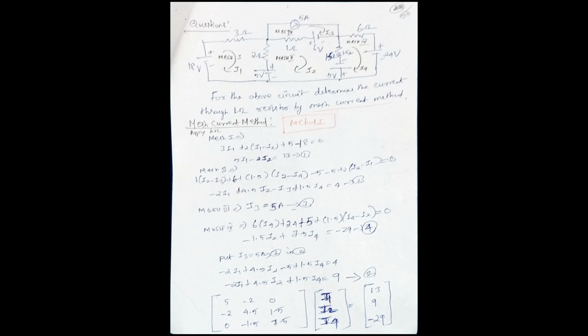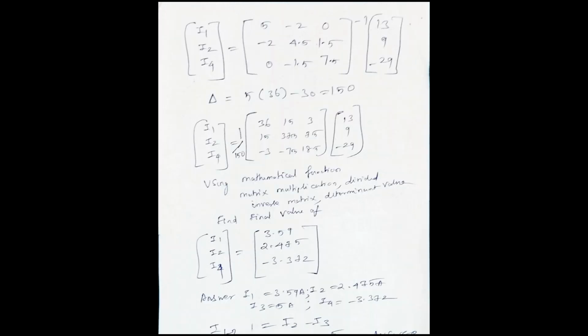From the first, second and fourth equations we write the matrix format of I1, I2, I4. From this matrix format, using matrix formulation, we find the determinant value, the cofactor matrix value and the multiplication of matrix values, and so find I1, I2, I4. Answer: I1 is 3.59, I2 is equal to 2.475 ampere, I3 is equal to 5 ampere, I4 is equal to minus 3.37 ampere. Those are the mesh currents.